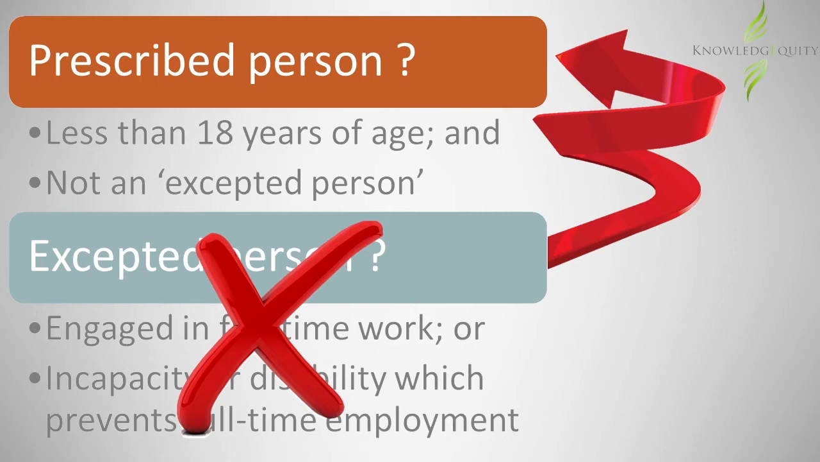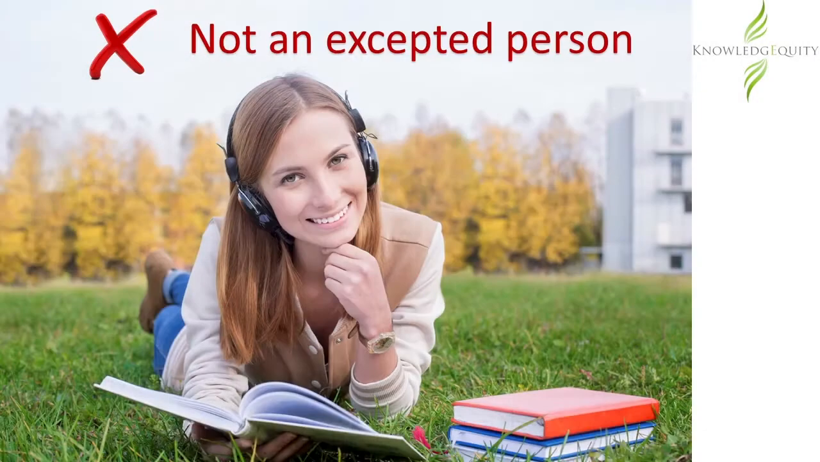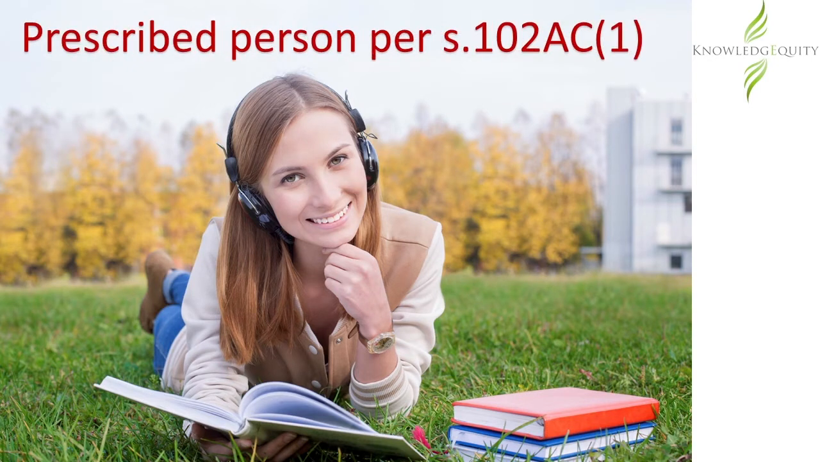So the first thing to note here is that Sarah is not an accepted person in that she is not engaged in full-time work and is not disabled or incapacitated in any way. Therefore, as Sarah is under 18 years old, she is a prescribed person under Section 102AC, subsection 1.